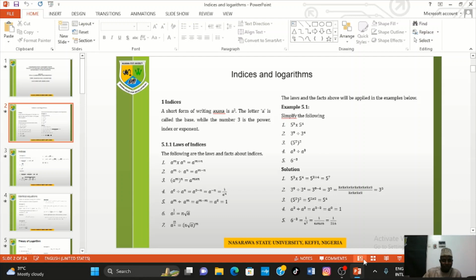In the mathematics context, a short form of written number, a times a times a, is a to the power of 3. The letter a is called the base, while the number 3 is the power, or index, or exponent.